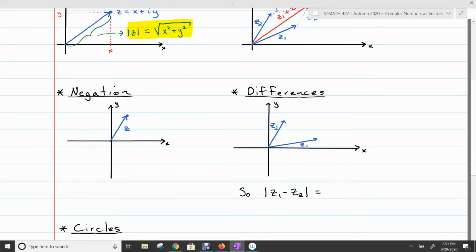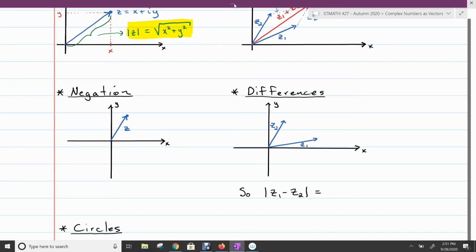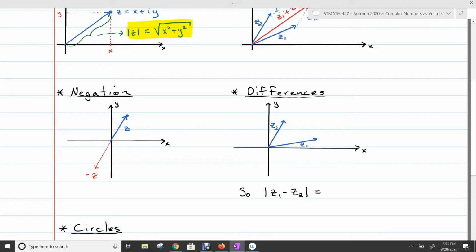Then we can talk about negation of a vector. I mean, if you've taken linear algebra or some class like that where you deal with vectors, it's the same idea as it was then. So if I negate z geometrically, it's just the same length vector pointed exactly the opposite direction. So this angle is pi, right?